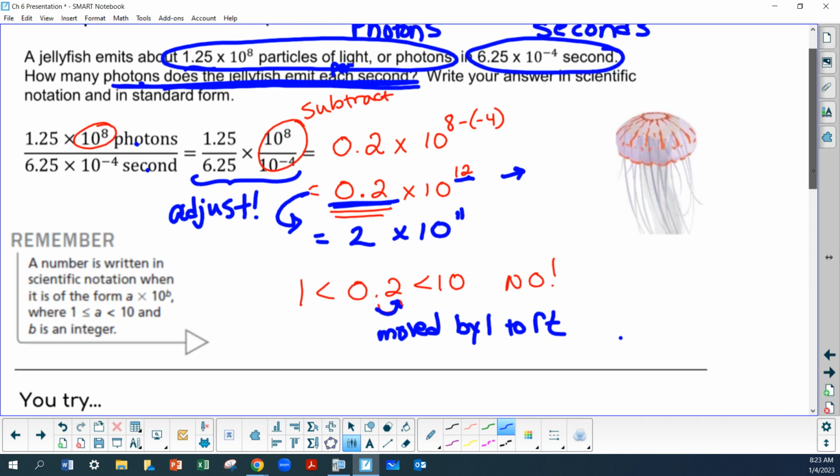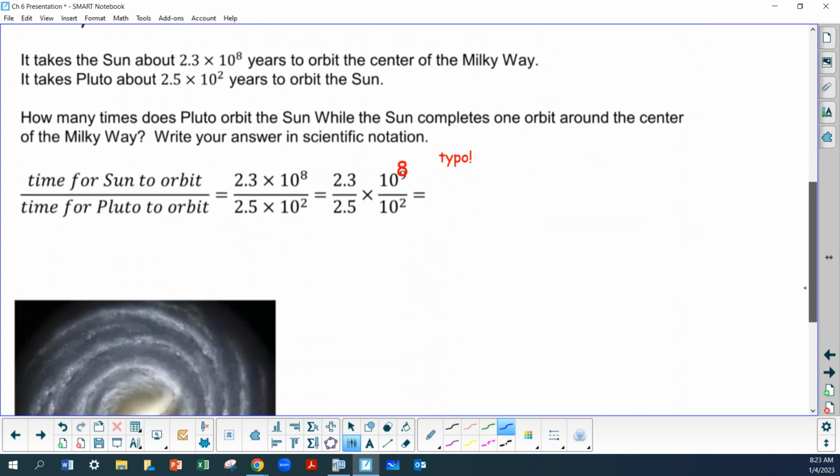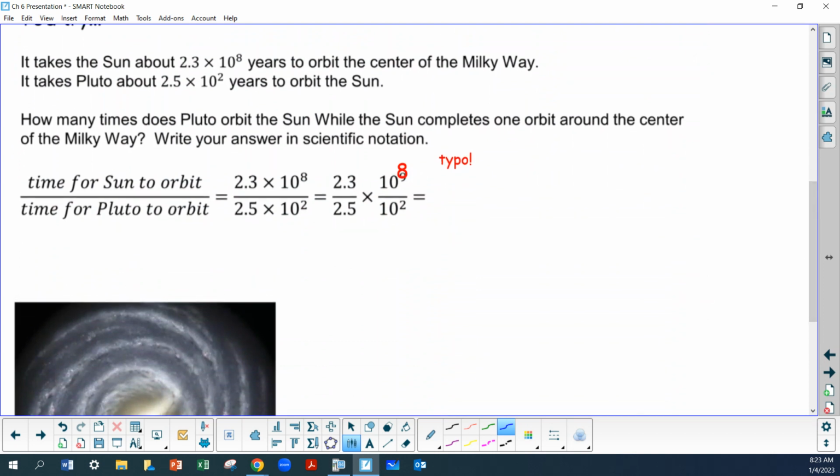All right, I think we're on to the very last problem. This one has the solar system involved. It takes the sun about 2.3 times 10 to the 8th years to orbit the center of the Milky Way. It takes Pluto about 2.5 times 10 to the 2nd years to orbit the sun. So the sun going around the Milky Way and Pluto going around the sun. How many times does Pluto orbit the sun while the sun completes one orbit around the Milky Way? Oh my goodness, that's a lot, isn't it?